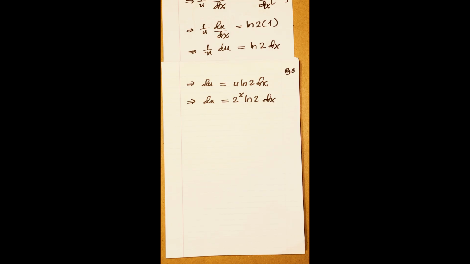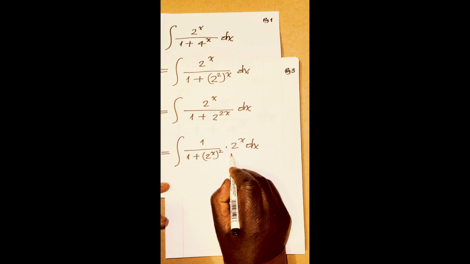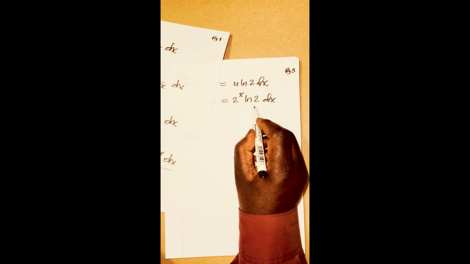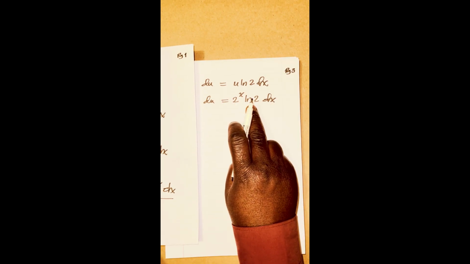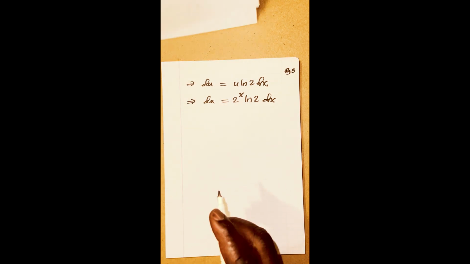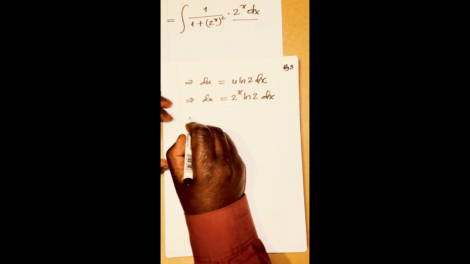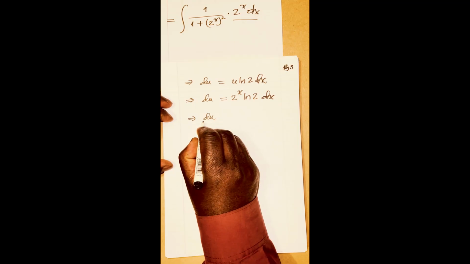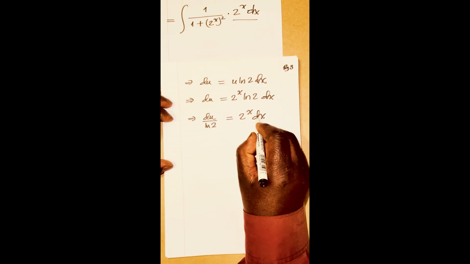Now if we move back to page 1, if you remember page 1 down here, I said we need this form. Now if you look at this part here, it is exactly that 2 to the x times dx. So it means I must get rid of the natural log on the right hand side. So I divide as follows. We're coming back to that. So basically what we have is du over the natural log of 2 is equal to 2 to the power x times dx. Fantastic.